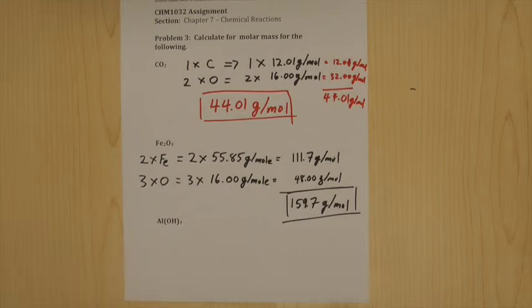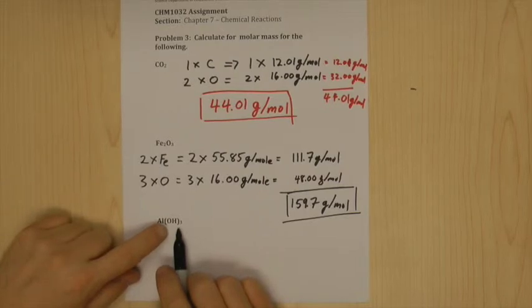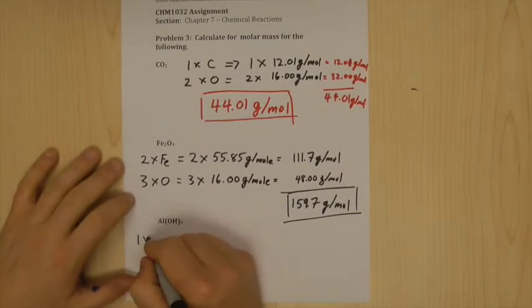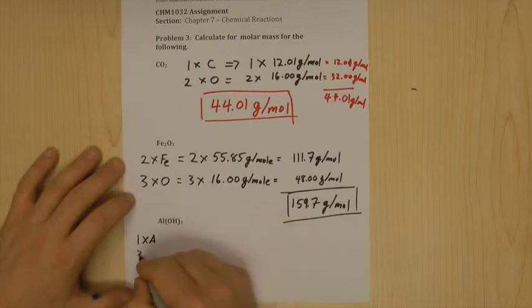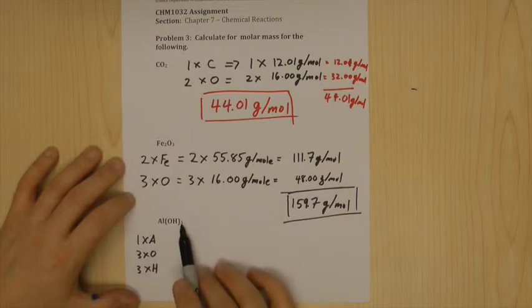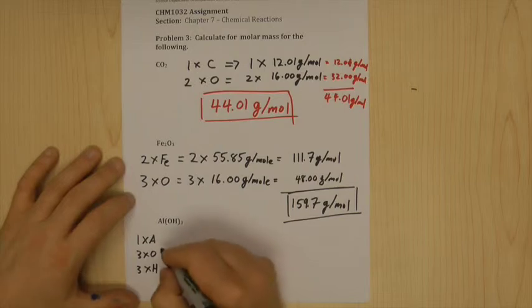Let's do one more. No more complicated than the first two, really. Just we have to be careful with the parentheses and the hydroxide. So this will be 1 times aluminum, 3 times oxygen, 3 times hydrogen. So here we go. 3 times 1 oxygen is 3. 3 times 1 hydrogen is 3 hydrogen. So that's how we do that.